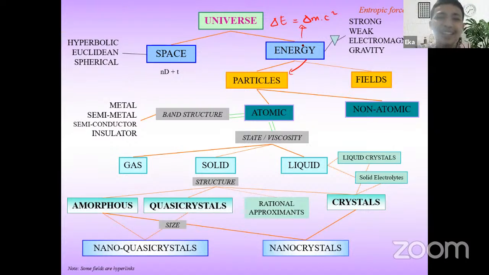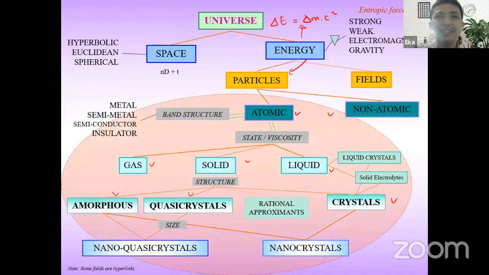Inside the nuclear atom. Okay, so inside the particle, we consider atomic and non-atomic, and also the state of the material composed of atomic. There are gas, solid, and liquid. But also, according to its structures, the materials are amorphous, quasi-crystal, and then crystal. What's different? Okay, we will learn it later. So this is the scope of what we call material science.